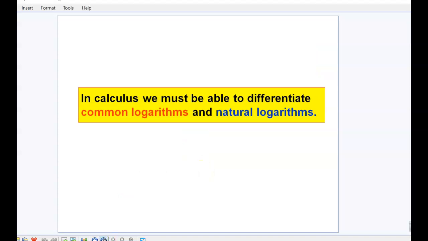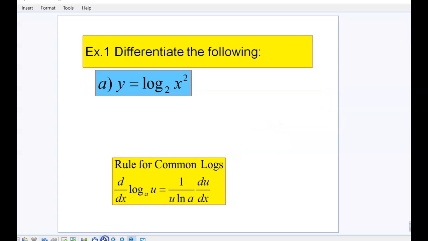In calculus, we must be able to differentiate common logarithms and natural logarithms. A common logarithm would be one like log base 2 of some function, say it's x. A natural logarithm would be ln x. ln is really log base e, so instead of writing log base e, we just write ln.